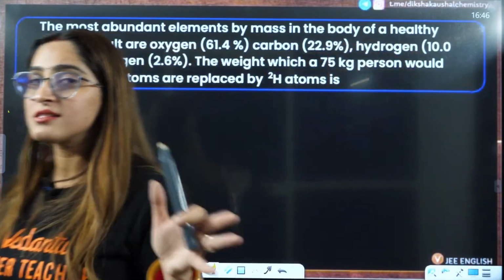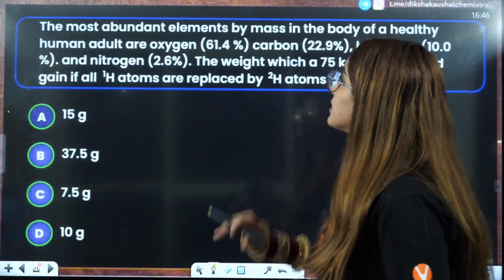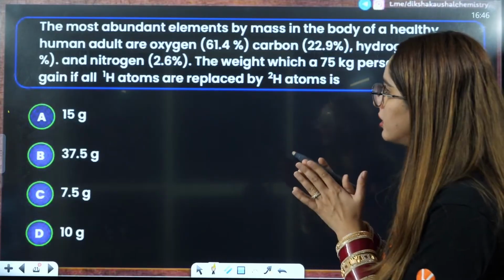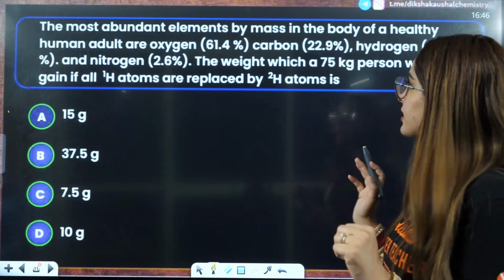Rather than answer the questions, try to answer whatever I'm asking you. The most abundant elements by mass in the body of a healthy human adult are oxygen, carbon, hydrogen, and nitrogen. Four things are given to us.